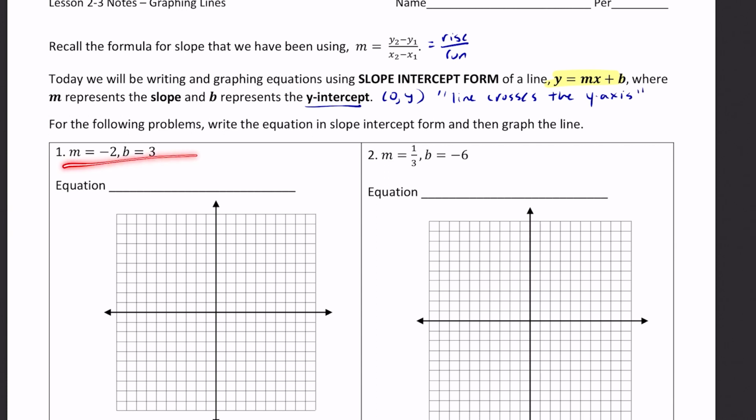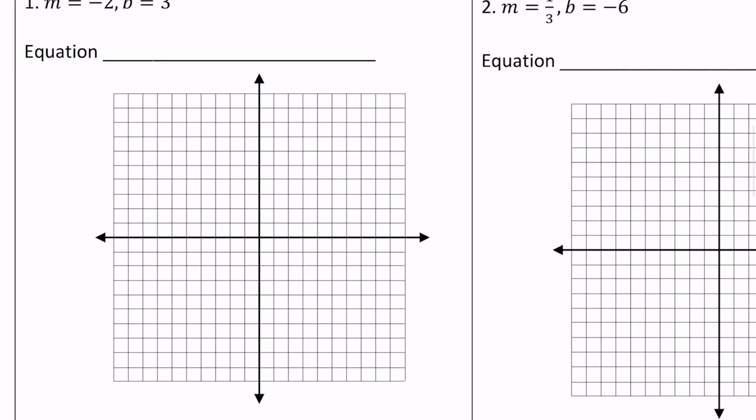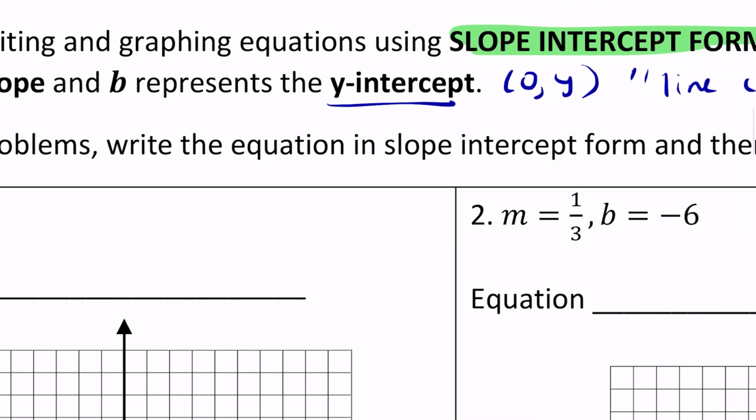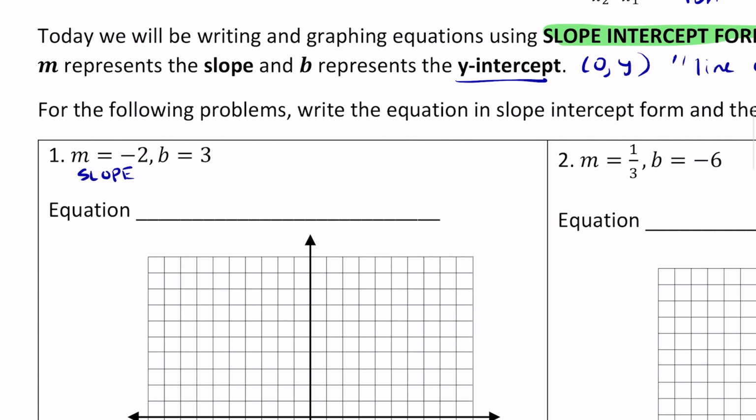Alright, let's go ahead and take a look at this. In the following problems, write the equation in slope-intercept form. So this is slope-intercept form. And then we're going to go ahead and graph the line. Okay, so again, rise over run. So this is my slope. And then b, what does b represent? It represents the y-intercept. So this is my y-intercept.